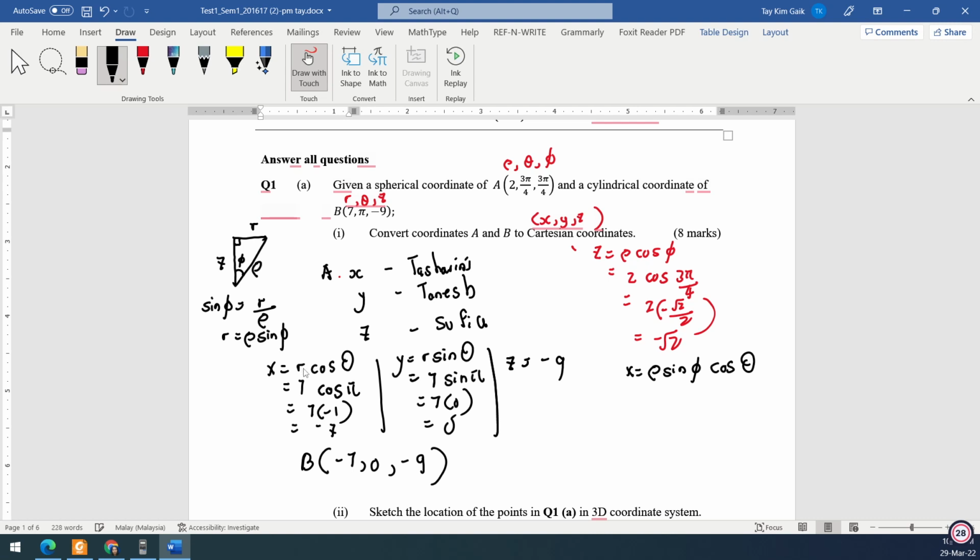Plug r equals rho sin phi into x equals r cos theta. So x is rho sin phi cos theta. And then your y is r sin theta, so rho sin phi sin theta.